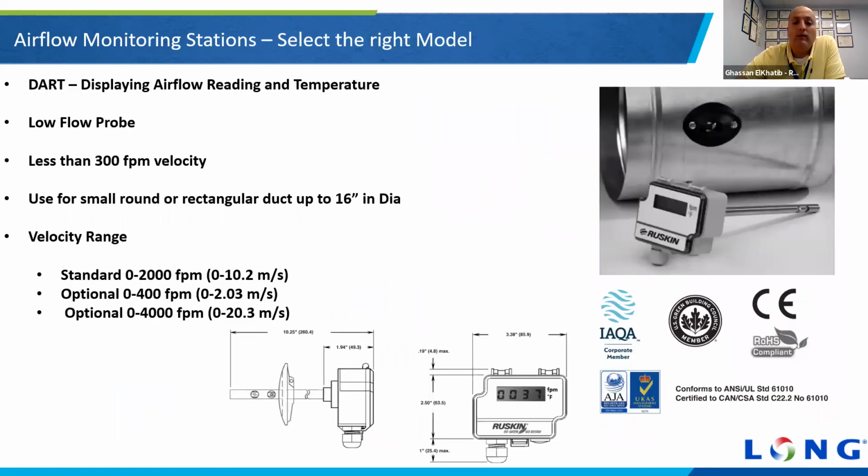We have another product to use. It's what's called the DART. If you're having a VAV application and you want to measure the airflow, and you're not really just doing outdoor air, you're also doing maybe a zone or a system, and you want to make sure that you're getting the airflow required into the space, you could use this DART. It displays airflow reading and temperature. It's an excellent application, say for VAV box replacement, or if you're doing a VAV box with less airflow, it can read lower than 300 feet per minute. And this is available up to 16-inch in diameter.